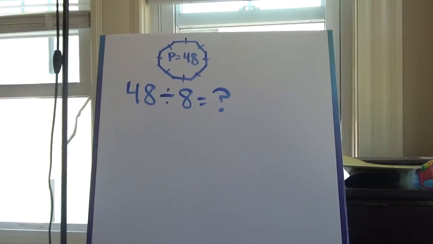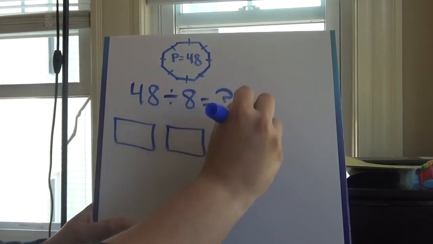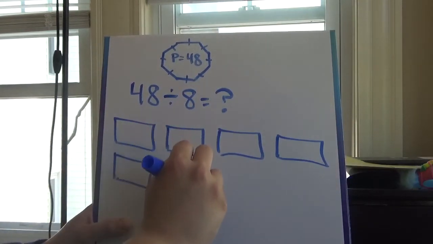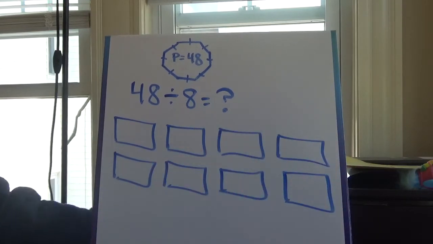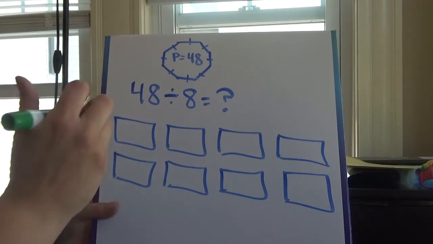Awesome. So just like before, I'm going to set up my groups. I have 8 groups because I have 8 sides. I'm going to grab a different marker. And I'm going to be adding 1 to each of my groups until I get to 48.